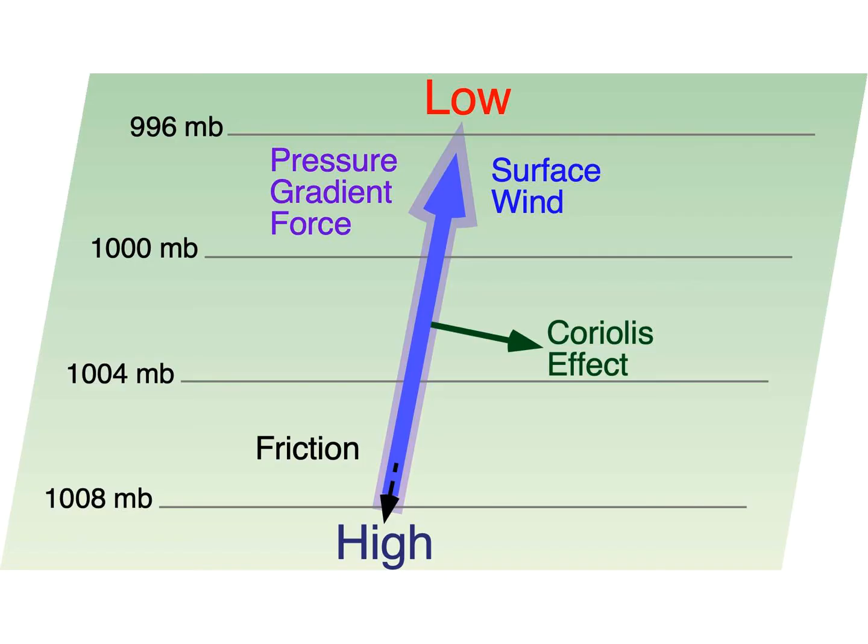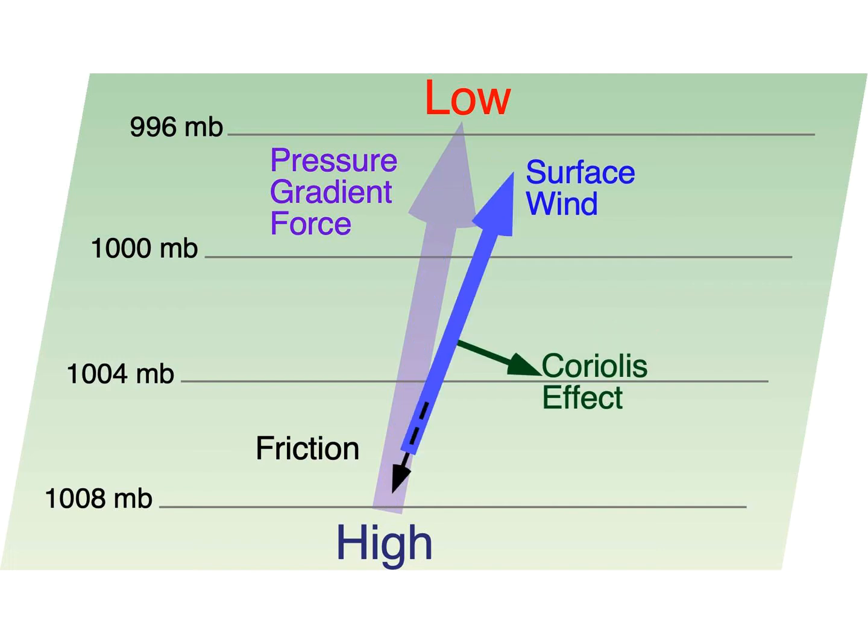The next four diagrams will illustrate the formation of a surface wind as it relates to pressure gradient force, Coriolis effect, and friction. So in this first diagram, the wind is just beginning to form, and the main force driving it is pressure gradient force. So the wind wants to blow directly from the high to the low pressure center.